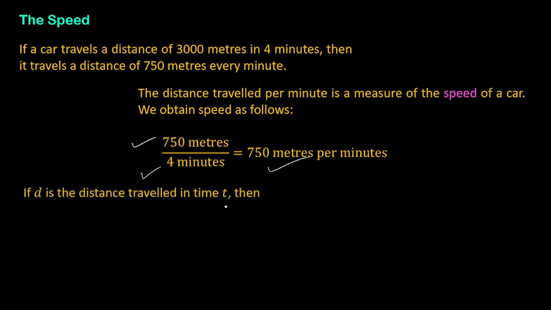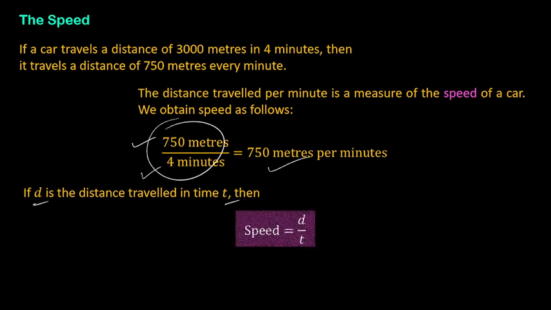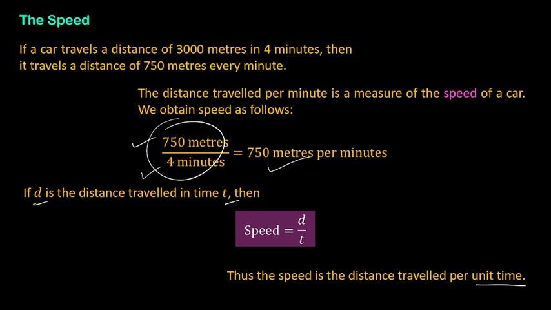So if d is the distance traveled in time t, then we simply divide the distance d by the time as we have done here and obtain the speed. So distance divided by time gives us the speed, the distance traveled per unit time. Per unit time means every 1 second or every 1 minute or every 1 hour or every 1 day, whatever. A unit time is the time represented by the number 1. So it could be 1 hour, 1 second, 1 minute, depending upon what unit we use for measuring the time, whether we measure the time in minutes or in seconds or in hours and so on.